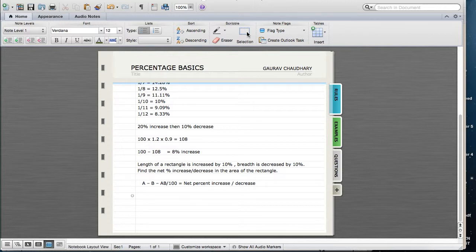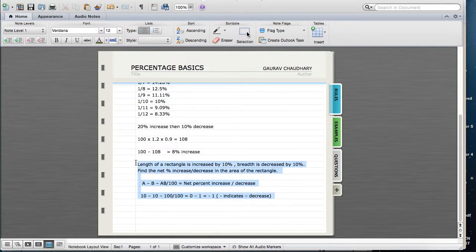We solve this question using the same method. The length was increased by 10%, the breadth was decreased by 10%, a into b is 10 into 10 is 100 upon 100, which is 10 minus 10 would be 0 and 100 upon 100 is 1. So 0 minus 1 is equal to minus 1. In this case, minus indicates decrease. So the result is that there will be a decrease of 1%.